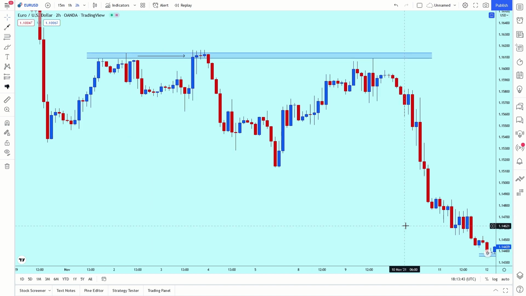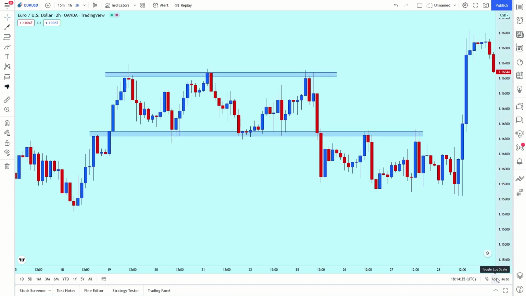Are there any secrets to finding support and resistance zones? For me, I don't have any secrets to identify these levels or zones. I simply look at the chart and try to find a certain zone that price failed to break multiple times. And that's how I find these resistance and support zones. But there is one important tip that I can give you.